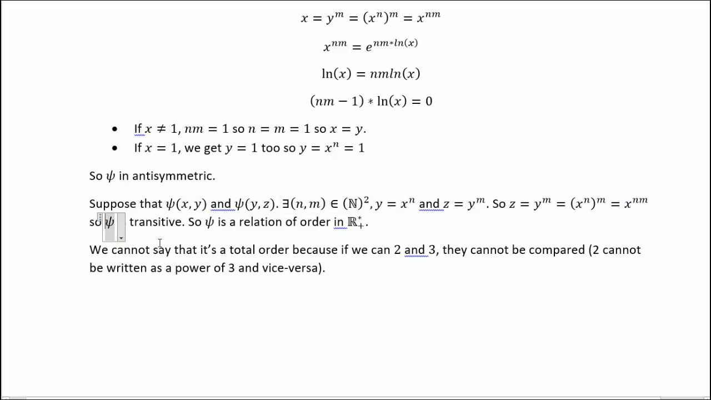However, we cannot say that it's a total order because, oops, that's a typo. If we take 2 and 3, they cannot be compared using this relation, because 2 cannot be written as a power of 3 and vice versa. So this is not a total relation.